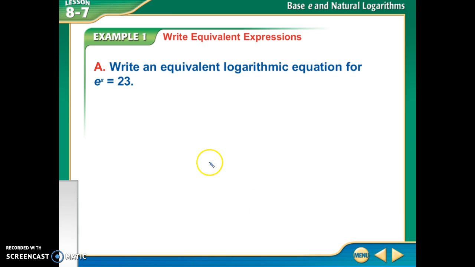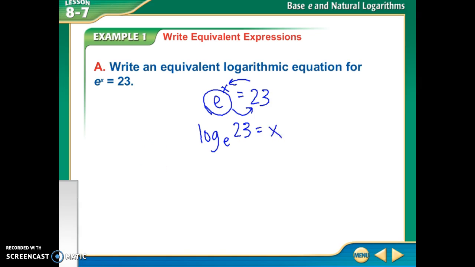All right, so I want to write an equivalent logarithmic equation for e to the x equals 23. So I'm going to do that the same way we've been doing it. So e to the x equals 23, always start with your base, and we're going to go around the world and come back. So normally we would say log, right? So log base e of 23 equals x. But anytime we have log base e, that's when we switch to just natural log. So here I would say natural log of 23 equals x.